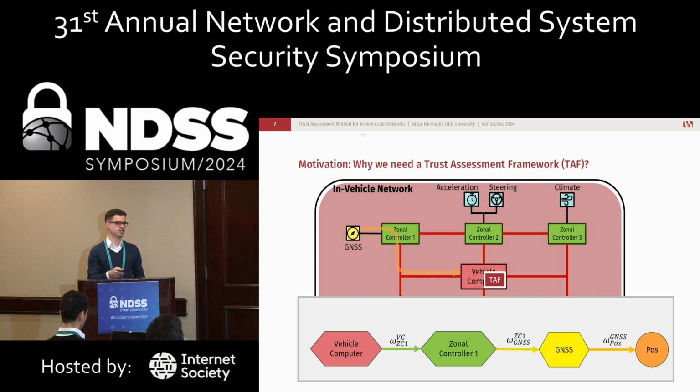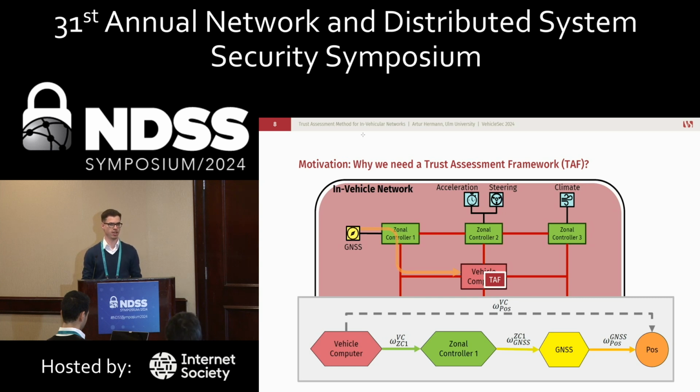And based on these three opinions, these three omegas, the TAF can then calculate the opinion from the vehicle computer to the position, and this final opinion is then used to decide if the position is trustworthy and can be used by the application, or if it's compromised. And in our work, we focused on how we can calculate a trust opinion from an ECU to another ECU, such as this one here.